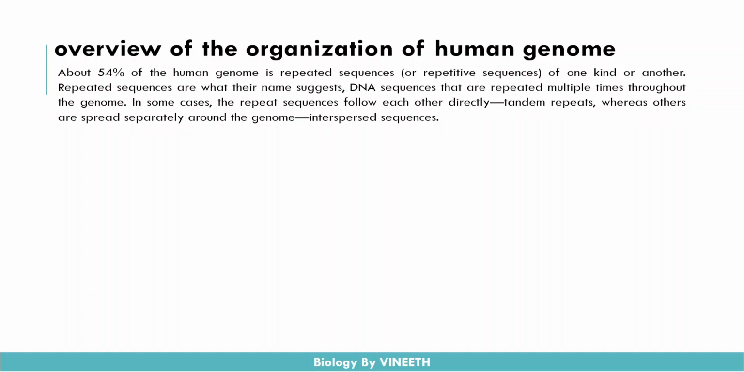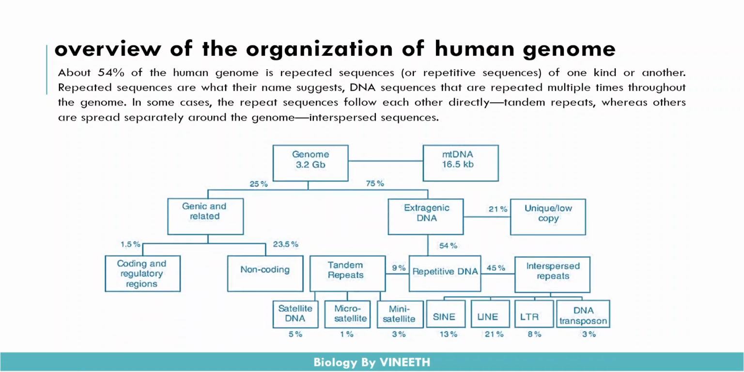These repetitive sequences present in the human genome are classified into tandem and interspersed repeats. First we'll look at the overview of human genome organization, and then we go into the main topic, that is the repetitive sequences of the DNA. If we look at the organization of the genome, 54% of the human genome is occupied by repetitive sequences, that is junk DNA. This is not useful DNA, and it contains a lot of unwanted sequences which do not encode protein. This repetitive or junk DNA is about 54%.